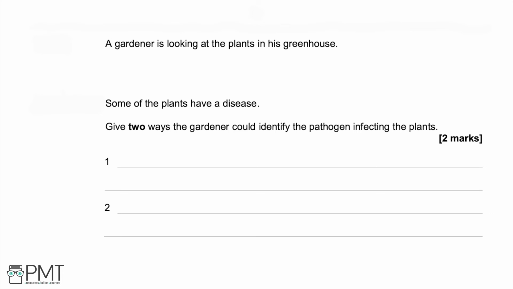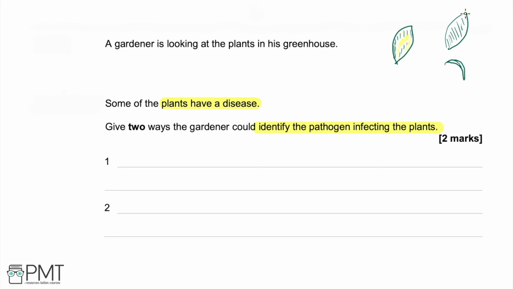A gardener is looking at the plants in his greenhouse. Some of the plants have a disease. Give 2 ways the gardener could identify the pathogen infecting the plants. Well, often pathogens in plants exhibit visible symptoms. For example, this could be discoloration of the leaves, such as yellow patches. It could be wilting of the leaves so they become droopy. Or it could be the change to the colour of the veins on the leaves.